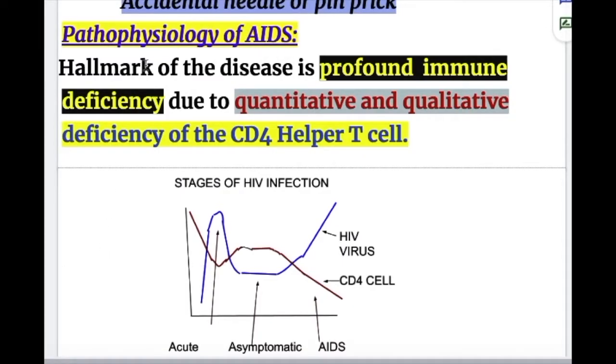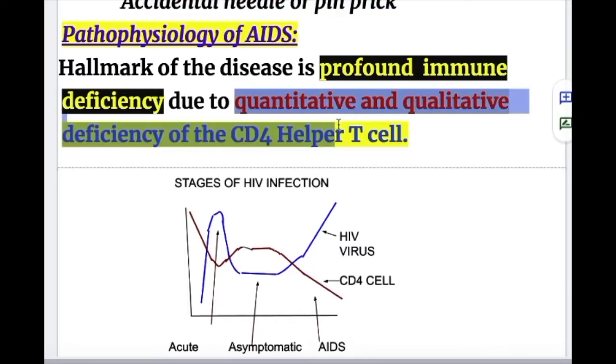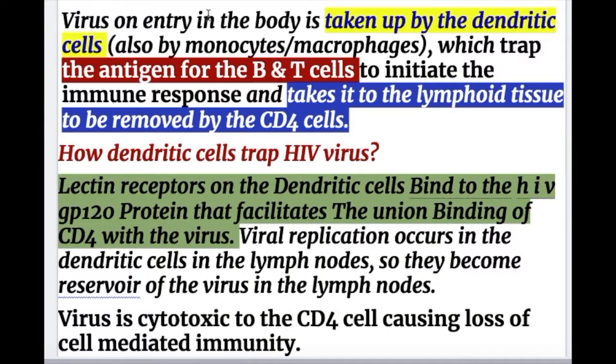Now, pathophysiology of acquired immunodeficiency syndrome. The hallmark of the disease is a profound immune deficiency due to quantitative and qualitative deficiency of CD4 helper cell. Virus on entry in the body is taken up by the dendritic cell and also by the monocytes and macrophages, which trap the antigen for the B and T cells to initiate the immune response and takes it to the lymphoid tissues to be removed by the CD4 cell.